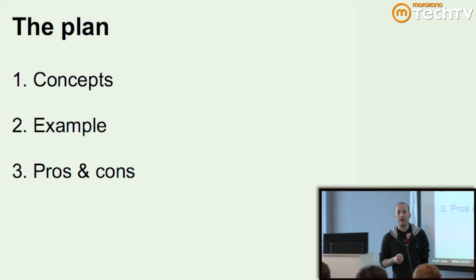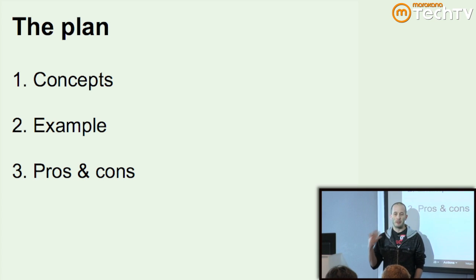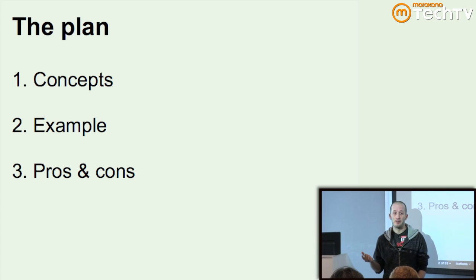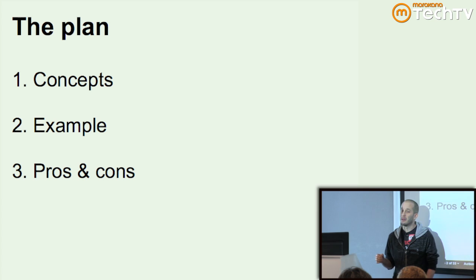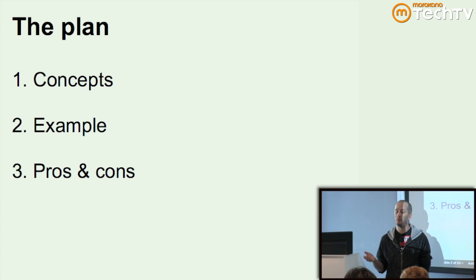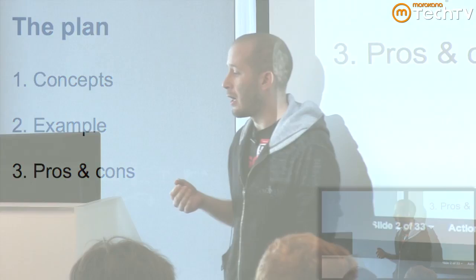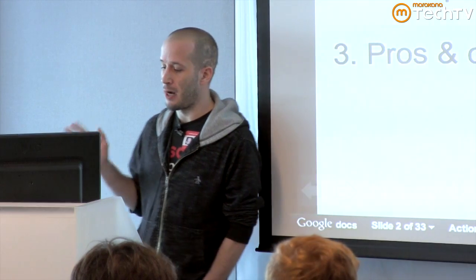I'm going to start by explaining some concepts that are relevant to type classes. Then I'm going to go through an extended example with actual code where we'll be applying type classes to the problem of serialization. And then I'll close just talking about what's good about what we just saw and some cautions or downsides.